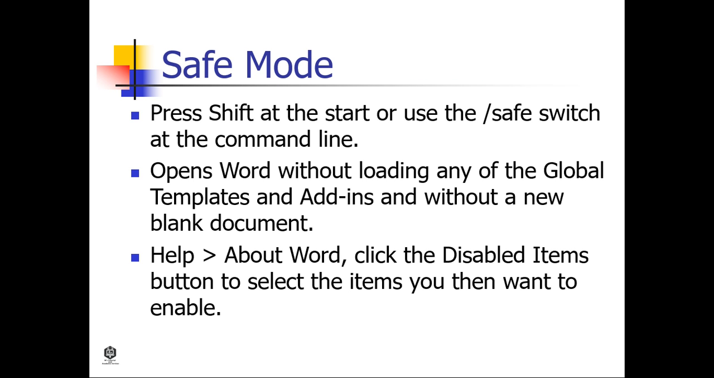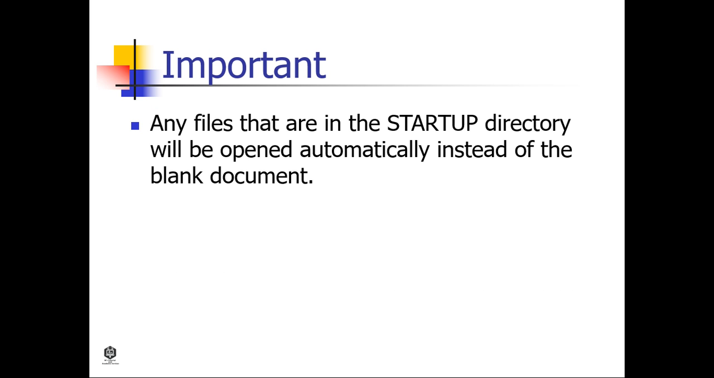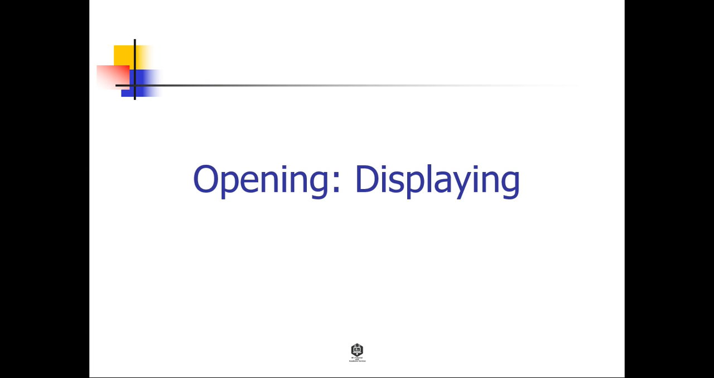How about the Safe mode? Press Shift at the start or use the /Safe switch at the command line. It opens Word without loading any of the global templates and add-ins and without a new blank document. Help, then About Word, click the Disabled Items button to select the items you then want to enable. An important reminder: any files that are in the Startup directory will be opened automatically instead of the blank document.